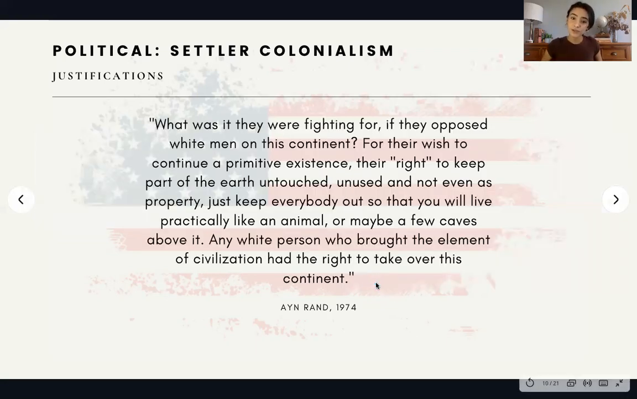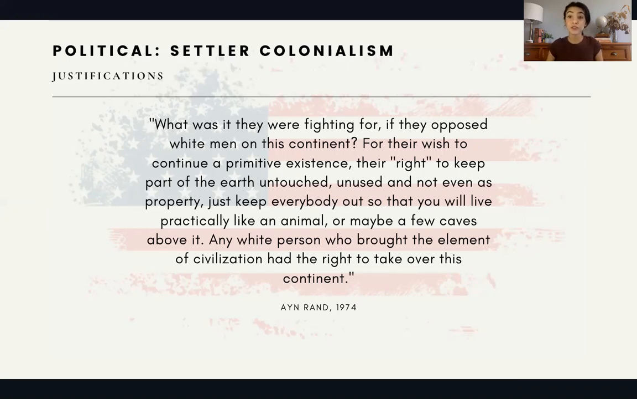So I wanted to also bring up this quote from Ayn Rand, and she says about the Native Americans, "What was it they were fighting for if they opposed white men on this continent? For their wish to continue a primitive existence, their right to keep part of the earth untouched, unused, and not even as property? Just keep everybody out so that you will live practically like an animal, or maybe a few caves above it. Any white person who brought the element of civilization had a right to take over this continent." And this is a quote from 1974.